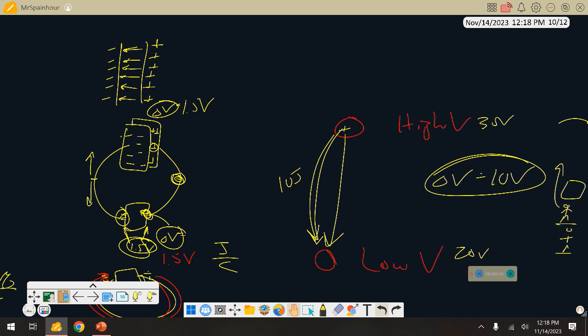To separate charge, in order to, what is their purpose? When do we use capacitors versus a battery? What was the application we talked about?